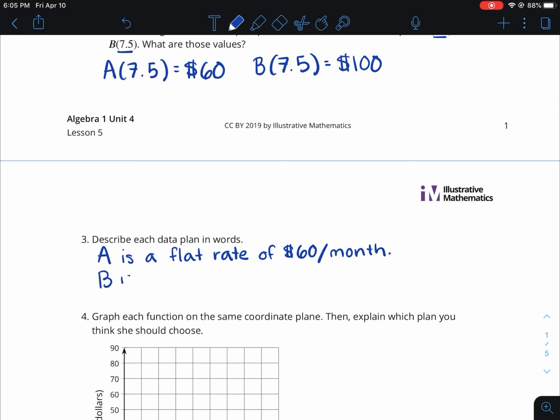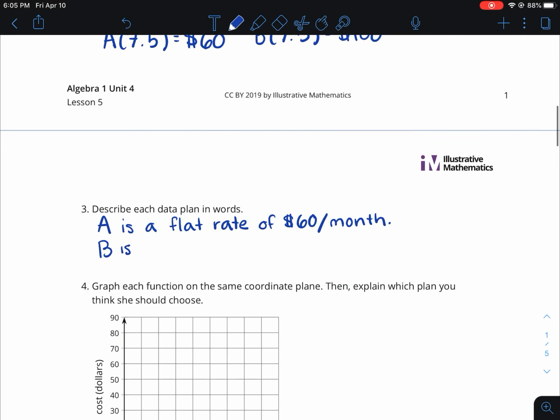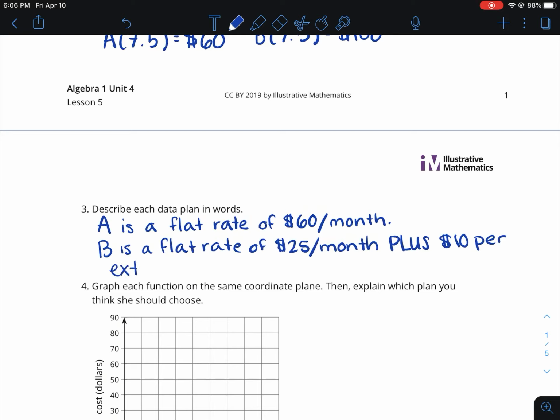So B is, let's see, what was their flat rate? It was $25 per month, and then plus $10 per extra gigabyte over the 2 allowed.